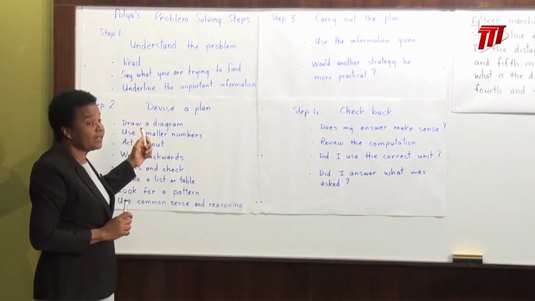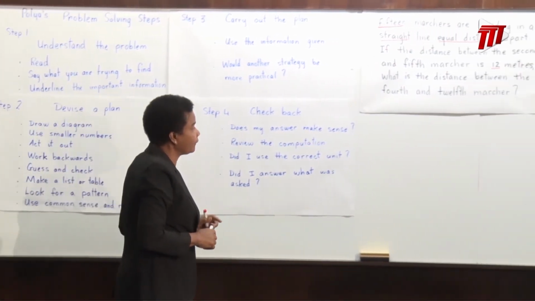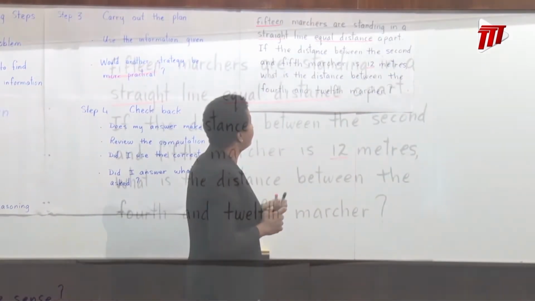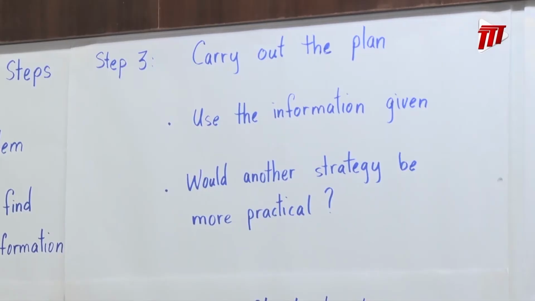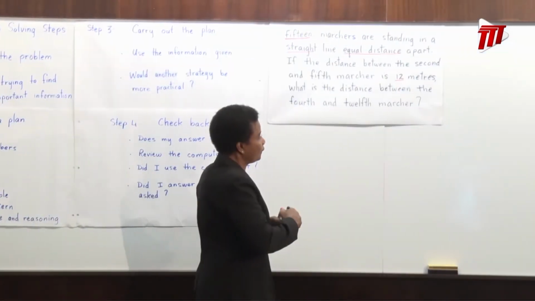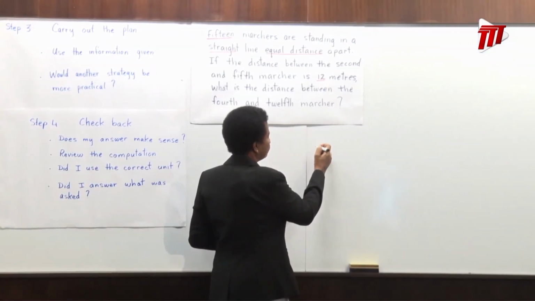Did you guess draw a diagram? Yes, that will be the most practical strategy for solving this. So let's go on to step 3. We are now going to carry out the plan. So let's draw our marchers.